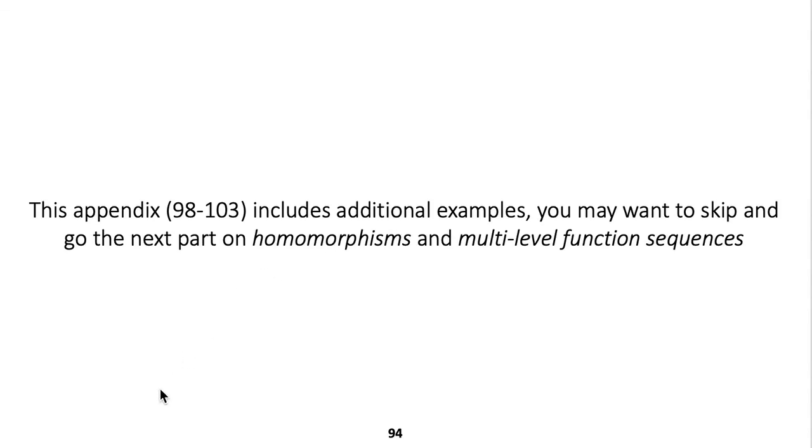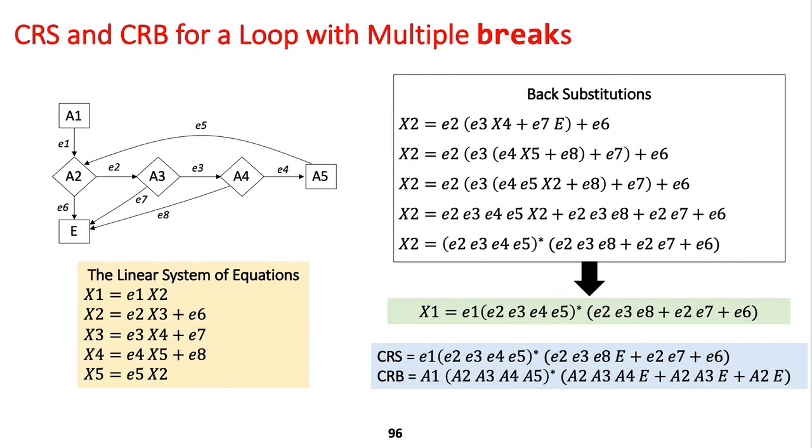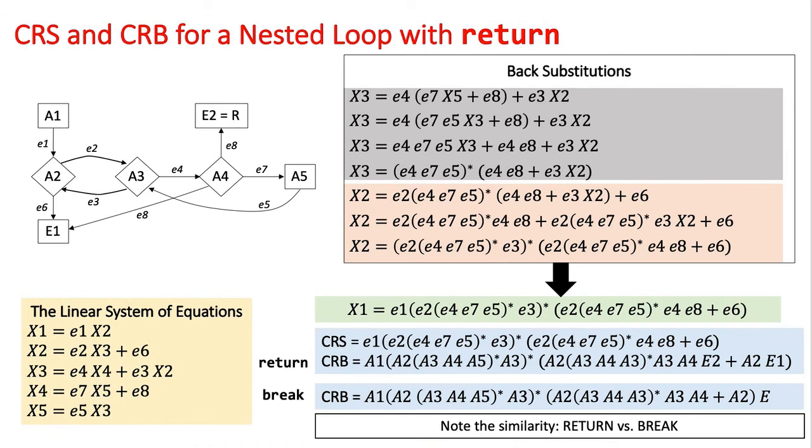We have a few more examples of computing CRS and CRB. Here is an example with a loop and a break. Here is another example, a loop but two breaks. Here is an example of a nested loop and the break is inside the nested loop. Here is another example of a nested loop with a return.